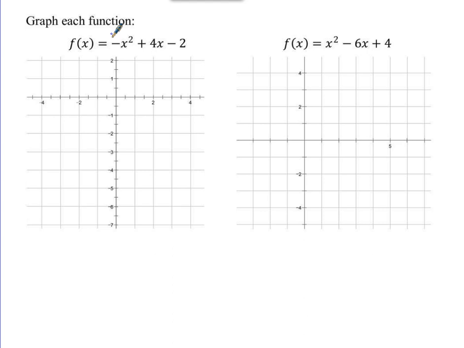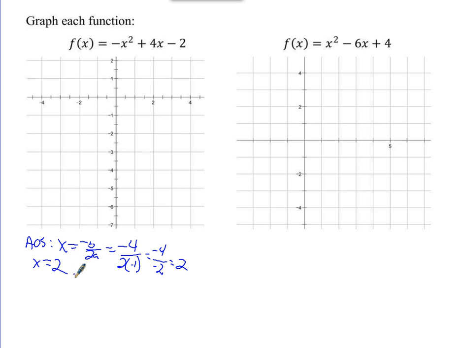Find the axis of symmetry. So, I'll write AOS, x equals what? Negative. Good. So that is -4 over 2 times -1. All right. You get negative 4 over what? Negative 2. And when you reduce that, you get positive 2. So x equals positive 2 is the axis of symmetry.